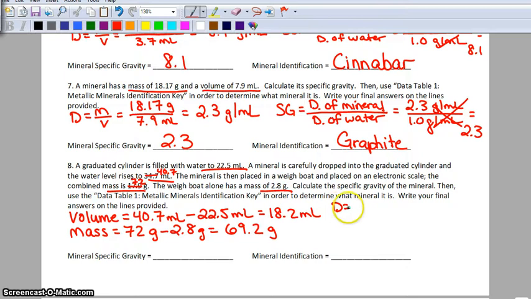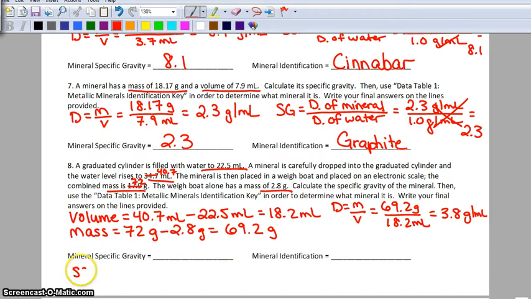Now we can calculate density. Density is mass over volume. So our mass is 69.2 grams. Our volume is 18.2 milliliters. Please put that into your calculator, see what you get. 3.8 grams per mil. Are we done?